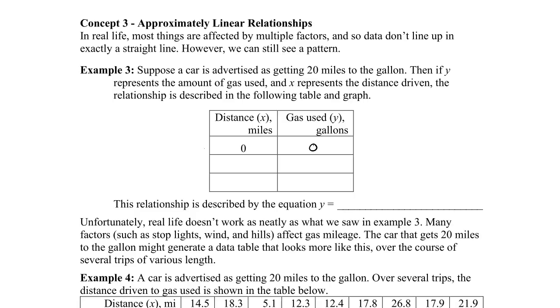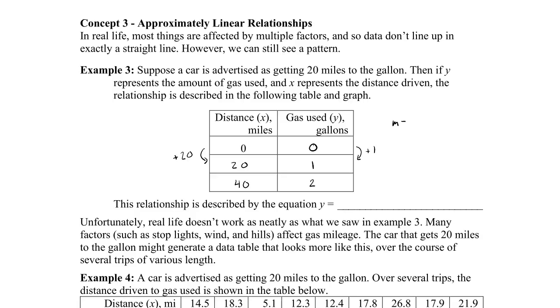But then 20 miles to the gallon means every time we drive 20 miles, we use 1 gallon of gas. So if we drive 20 miles, we use 1 gallon. If we drive 40 miles, we use 2 gallons. And this will give us an exactly linear relationship.